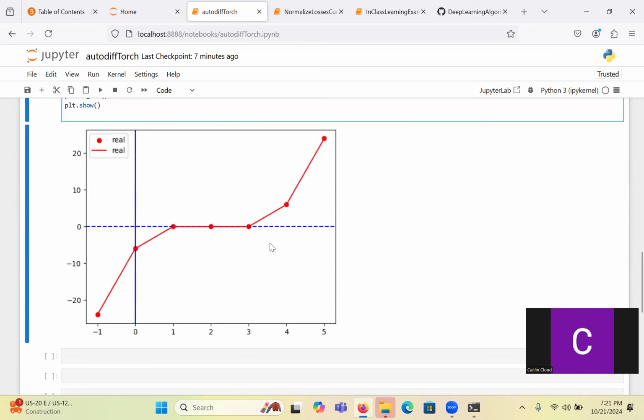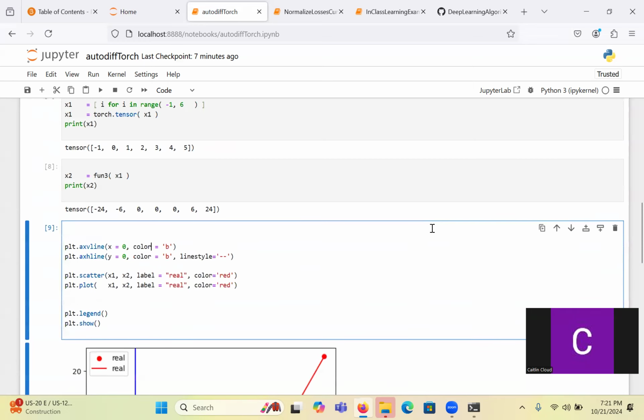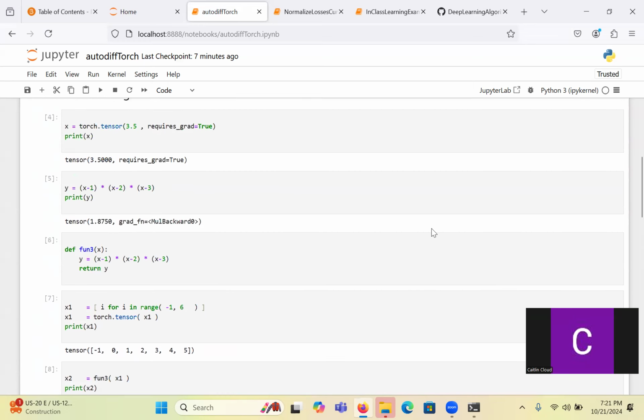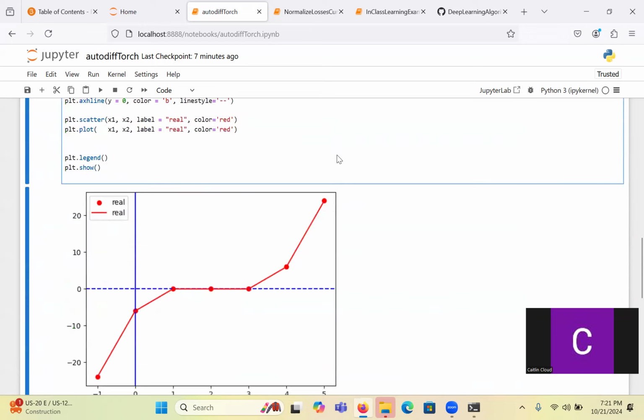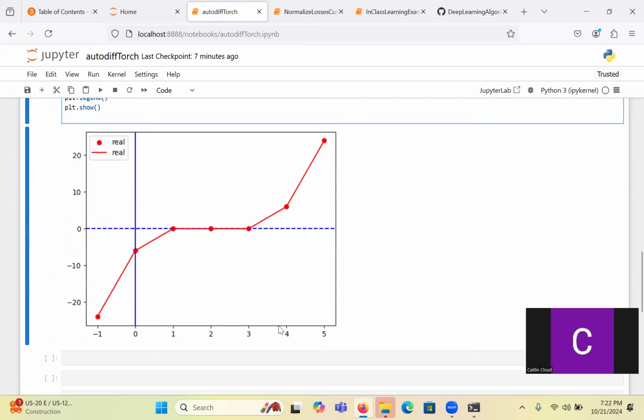And it should be there. So that's basically -1 to 5, and this is the curve. Do you guys see that? For x, what was x? X was 3.5, and it said that it was 1.875, right? So 3.5 to 1.875, it's like there, almost 2. Do you guys see that? So it kind of shows you where it is.